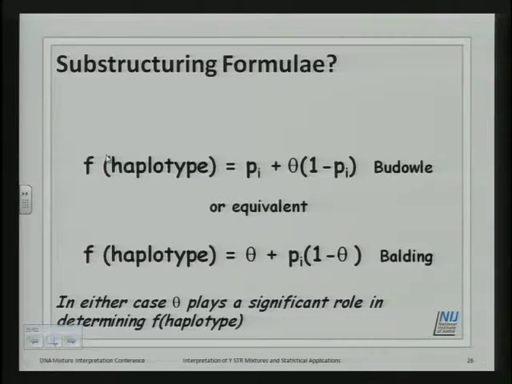Now, I said Bedoli here, but John Buckleton used the same formulation. This is why this is an older slide. But it's equivalent to the second. The second formulation is the same as the first, but just through algebra. It's theta plus pi times 1 minus theta.